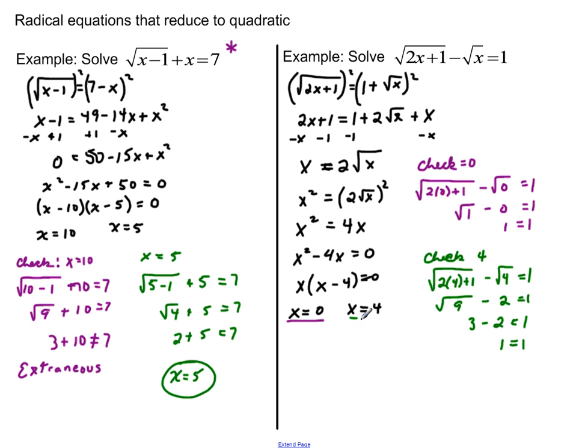So in this case, both of the solutions work, and our solution set contains both x equals 0 and x equals 4. And so now we're done. Okay, more to come.